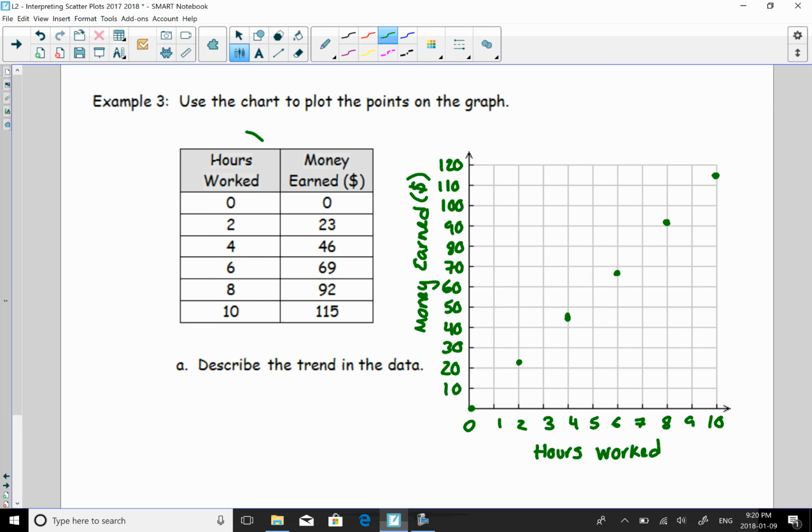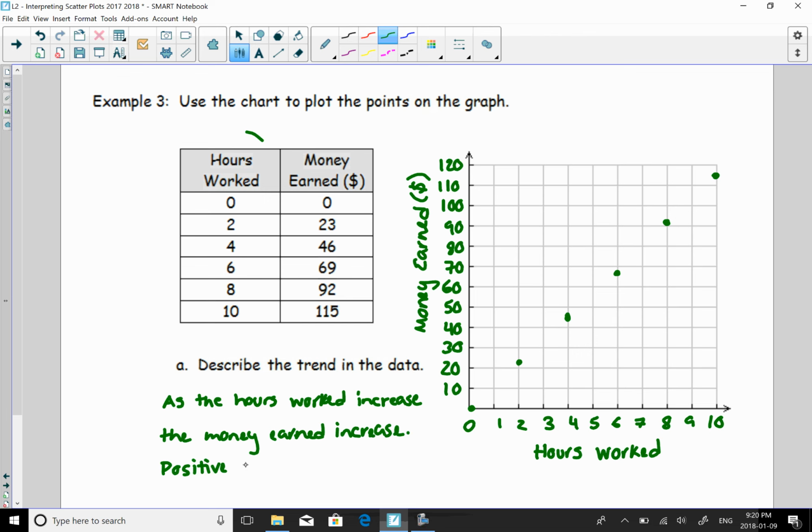So you can see that as the hours worked increases, the money earned increases. We call this a positive trend. Because as you look at it, it's going upward. So those are positive trends.